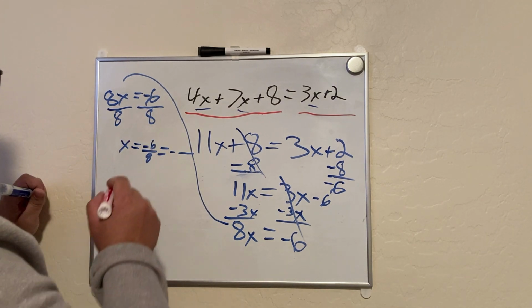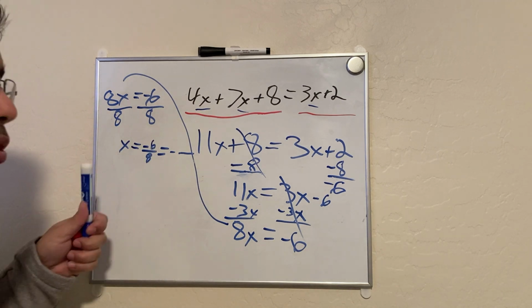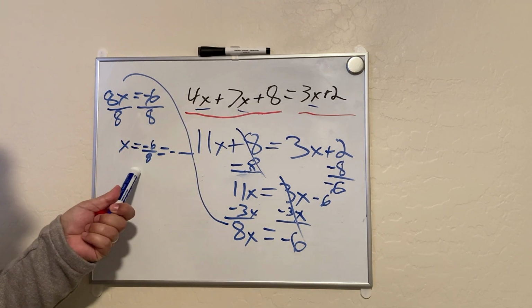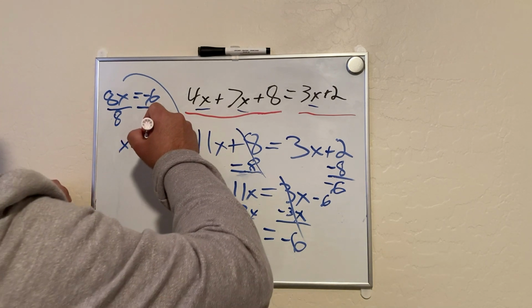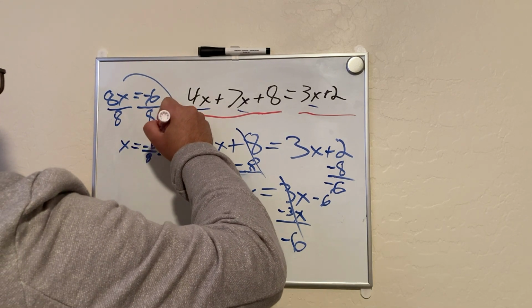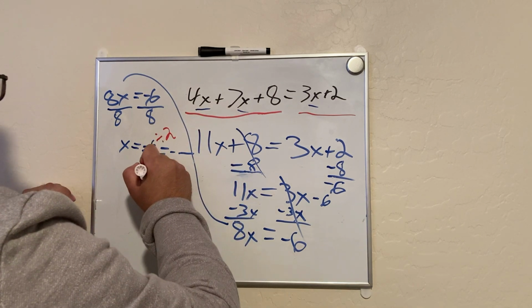Negative 6 over 8. So what can we divide on the top of this fraction and the bottom of this fraction? They're both even numbers, right? So we can divide by 2. So let's divide by 2. Divide by 2.